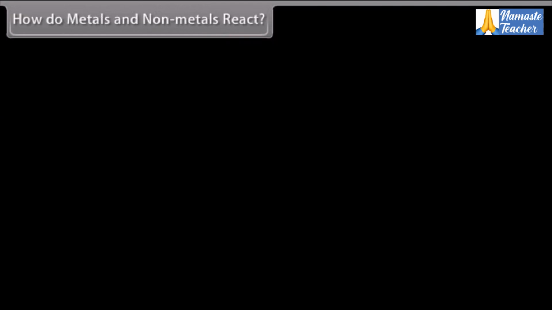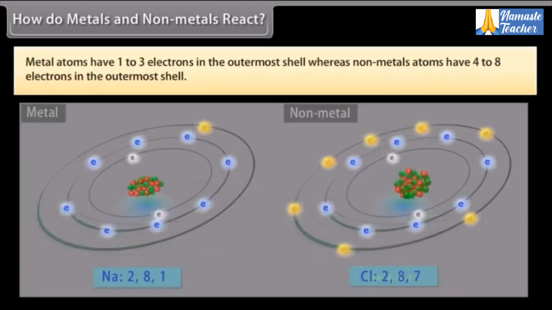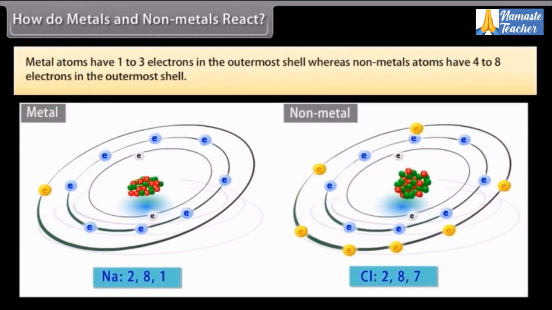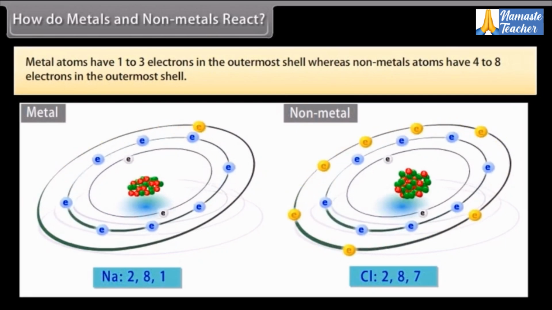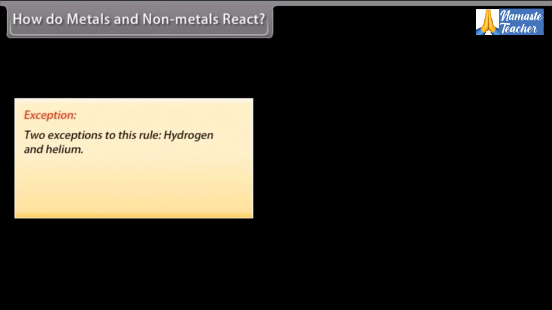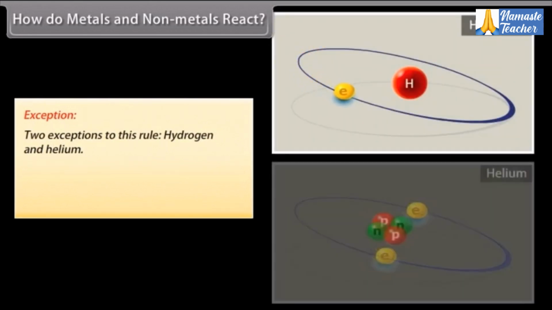How do metals and nonmetals react? Metal atoms have 1 to 3 electrons in the outermost shell, whereas nonmetal atoms have 4 to 8 electrons in the outermost shell. There are 2 exceptions to this rule: hydrogen and helium.